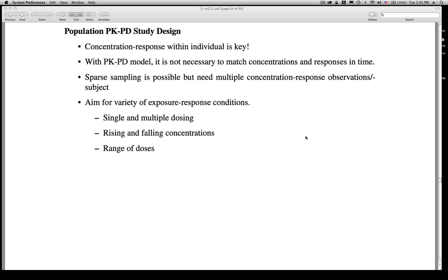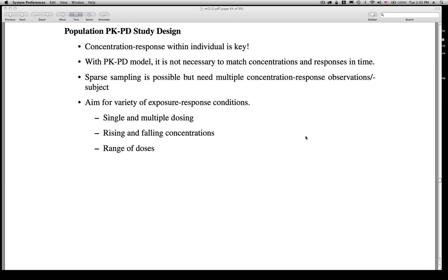Now, when we talk about the design for population PK/PD, really the key here is to obtain a concentration response relationship within the individual. This is something that's often overlooked, and it's assumed that if you have concentration data and you have response data, that you can go ahead and develop a useful PK/PD model. And that's not always the case. The design is quite important here. In particular, when you only have one endpoint per individual, you don't have an individual concentration response relationship. You have really a pooling of a population effect. And that can be misleading in some cases.